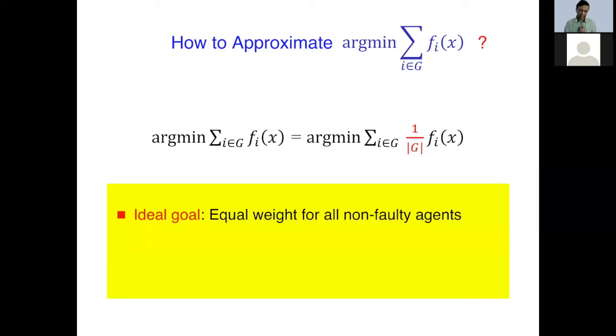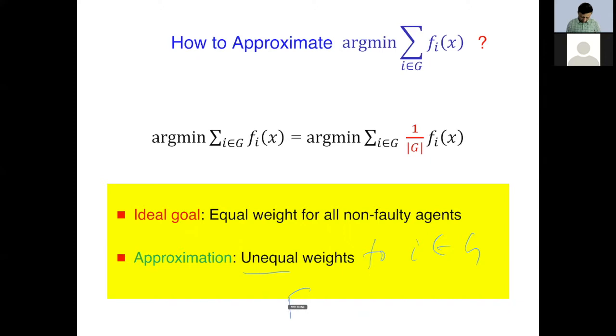So then the question is, can we do something different? If the ideal goal of uniform weights is not achievable, perhaps I can produce an output such that the weights of these different functions in set G are non-uniform. If uniform is not possible, is non-uniform somehow possible? That's what I mean by unequal weights. And yet, we still want to assign unequal weights to i belonging to G.